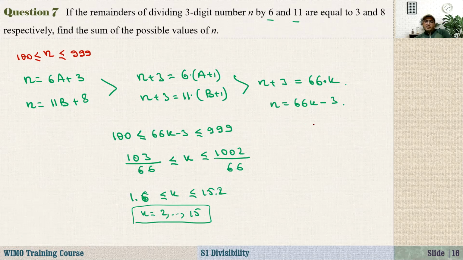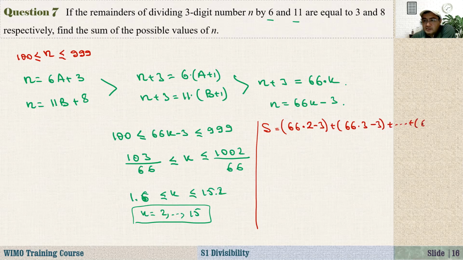So now, if you just write this sum, for example, how many numbers here do we have? We have 15 minus 2 plus 1. Here we have 14, right? So let me just write here. The sum of these numbers is, if k equals 2, here we have 66 times 2, minus 3. It's not plus 3, minus 3. Okay. 66 times 2 minus 3 plus 66 times 3 minus 3 plus dot dot, and the last one is 66 times 15 minus 3.